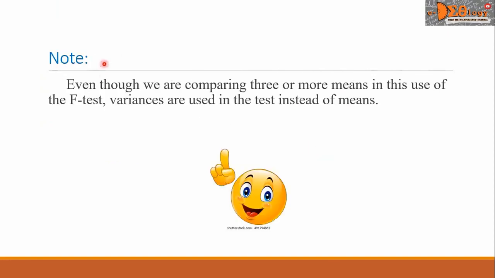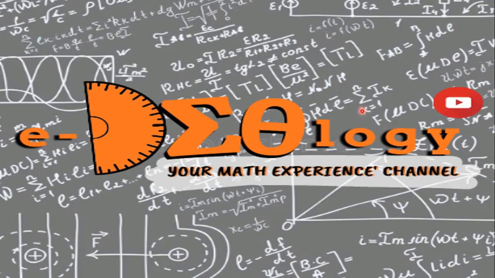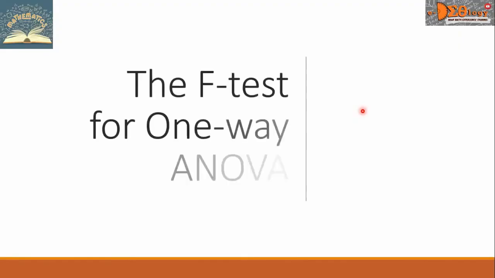Here is a note. Even though we are comparing three or more means in this use of the F-test, variances are used in the test instead of means. Here is now the F-test for one-way ANOVA.